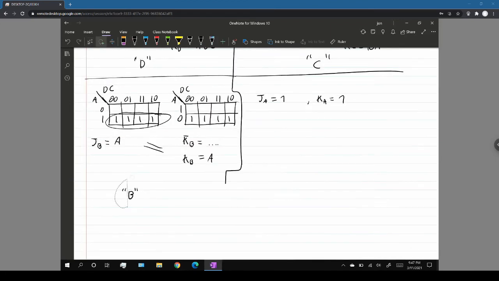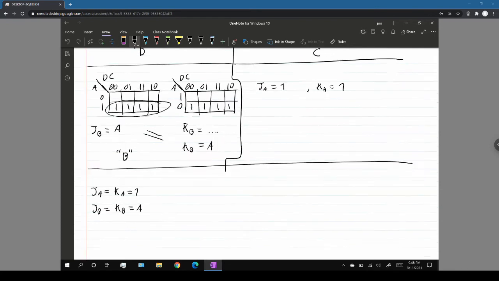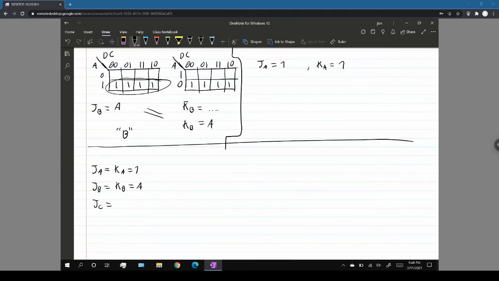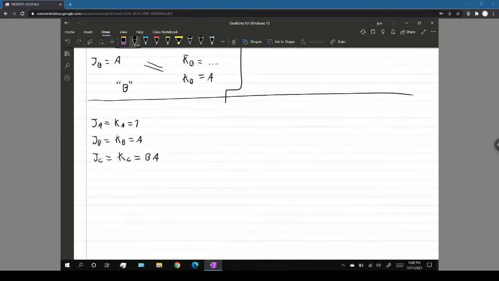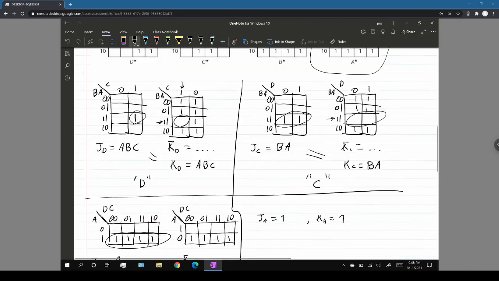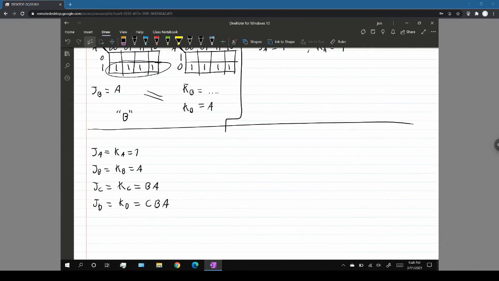So for now, we have our equations all laid out. Let's rewrite them down here. So JA equal to KA, and that's equal to 1. JB equal to KB, and that's equal to A. JC equal to KC, and that's equal to BA. And then JD equal to KD, and that's equal to ABC. Or I guess you'd call it CBA, just to be interesting. So we now have all of our equations necessary to build a counter.